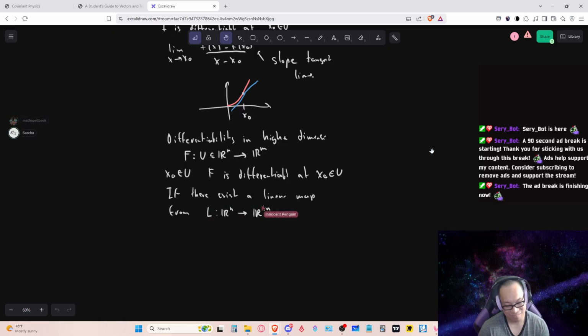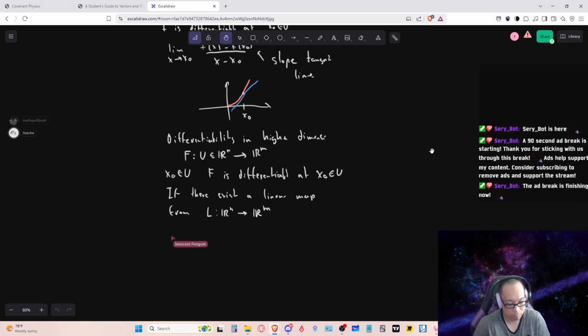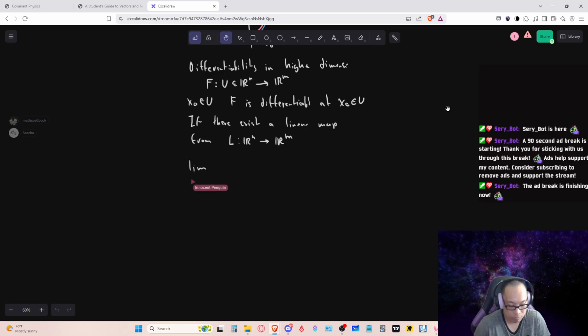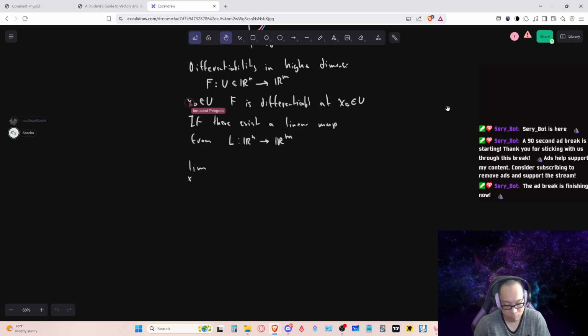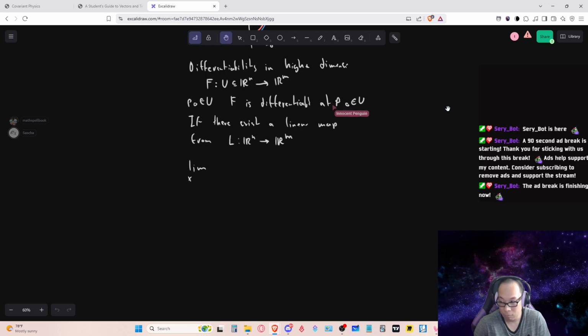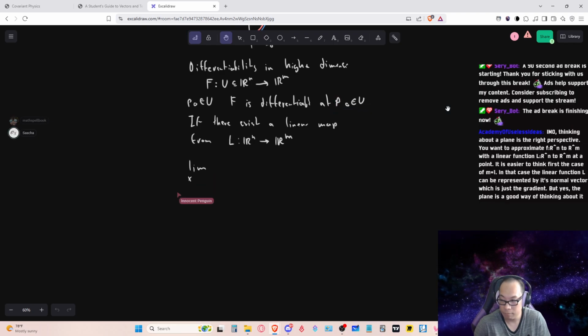Okay, so we must have some linear map from Rn to Rm, and then we need some conditions. So what's the condition? The condition is, if I take... okay, maybe I will just change a little bit my notation. Instead of writing x, because maybe you can confuse that with the x-axis in, for example, R2, I will just write p, just to make sure that I'm talking about the points.